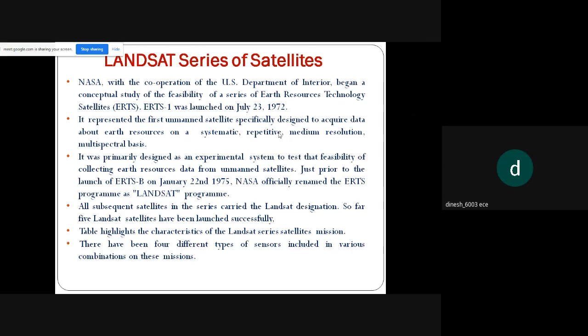So just prior to the launch of the Earth Resource Technology Satellite B, NASA officially renamed the ERTS program as the Landsat program. So all the subsequent satellites in the series carry the Landsat designation. So far, 5 Landsat satellites have been launched successfully by NASA. The characteristics of the Landsat series missions will be explained in brief. There have been 4 different types of sensors that are being used in various combinations on these missions. So let us see them.